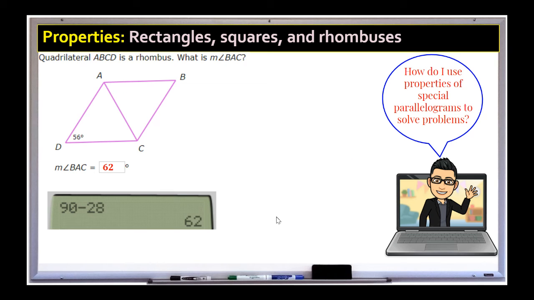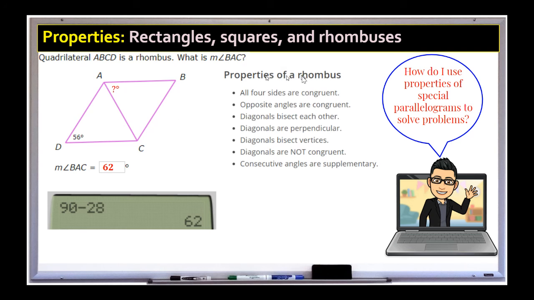This one, we have a rhombus here, and here is why the answer is 62, okay? Let's take a look at why the answer is 62. So we are looking for this angle right here, BAC, okay? And I'm going to explain to you why the answer is 62 in a second. BAC is the unknown angle. That's what we want, okay?